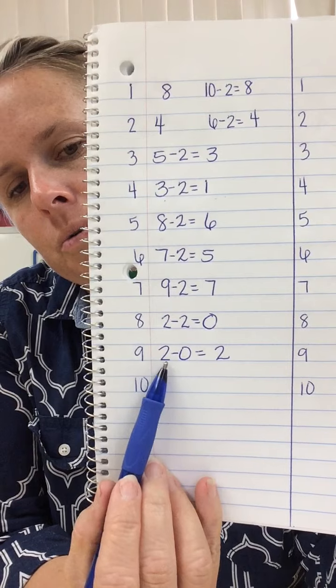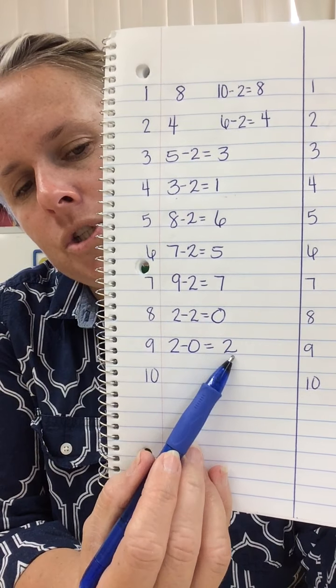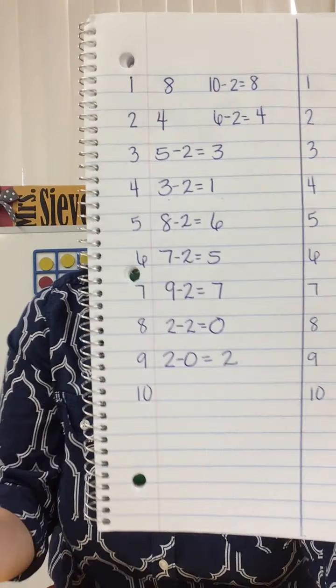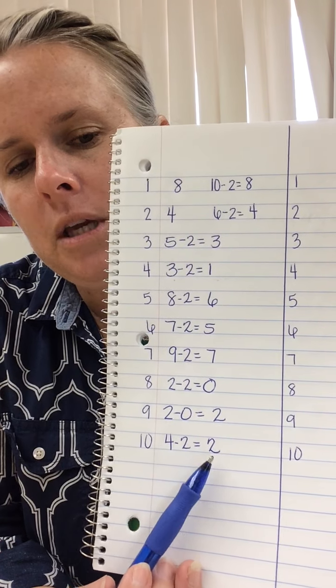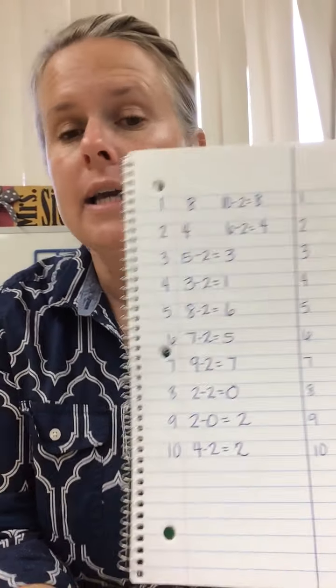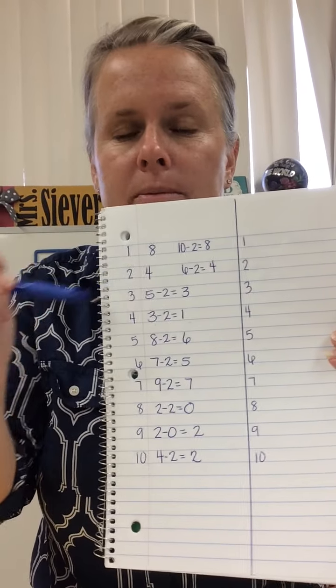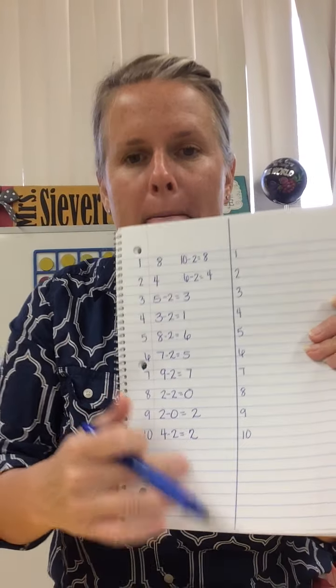Number 9, 2 minus 0 equals 2. So your answer should be 2. And your last one is 4 minus 2 equals 2. So you should have 4 minus 2 equals 2. Again, count up how many oopses you have. Write that number on the bottom.